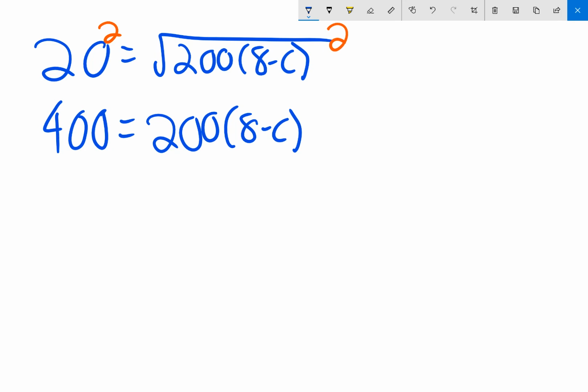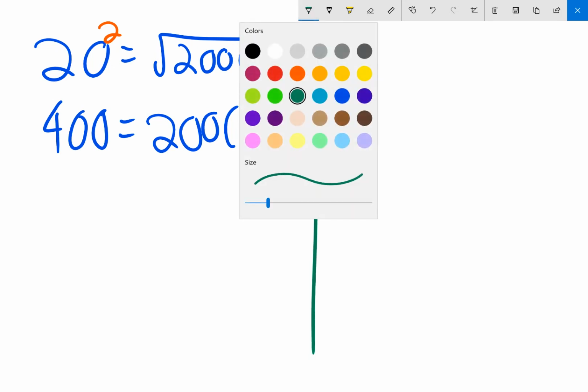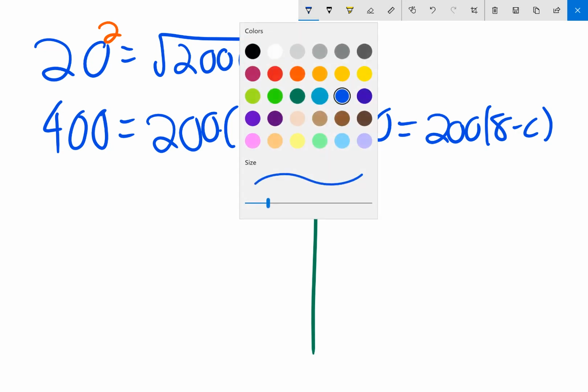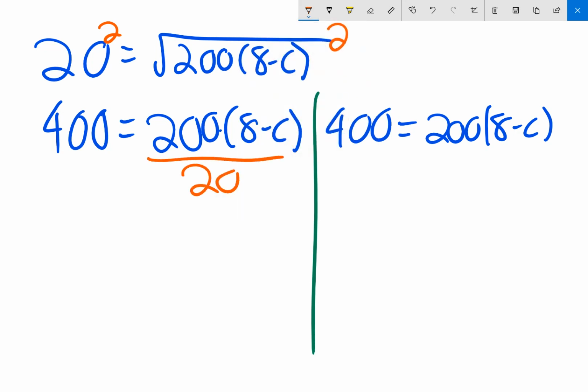Now, there are two ways you could solve this problem. I'll go ahead and just do both ways, but I'll let you guys decide which way you would probably want to use on the test. So I'm just going to write the problem down again. I'm going to solve it twice. It's kind of up to you how you want to do it. The first way I'm going to solve it is, since 200 is being multiplied to my parentheses, I'm going to divide both sides by 200.